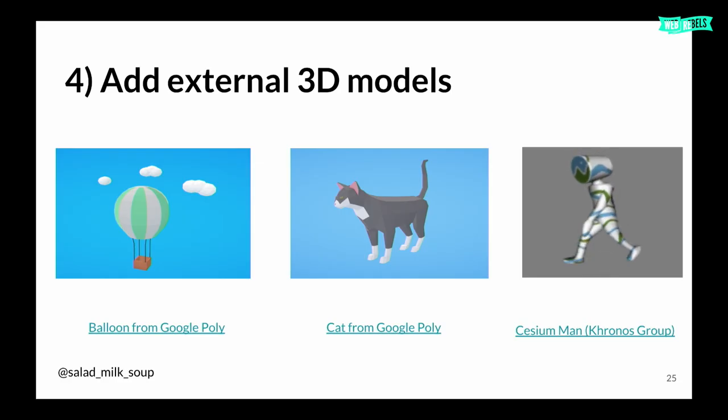Now, you saw in the screenshot I posted of the demo that I had a bunch of 3D models that were not primitives. They were not spheres. I had one sphere, but then I had the character, and some cats, and some hot air balloons. The hot air balloon and the cat I found on Google Poly. If you're looking for sources for 3D models, there are many. You can just Google for 3D model and find a whole bunch of them. You can go to Sketchfab or TurboSquid or Google Poly.